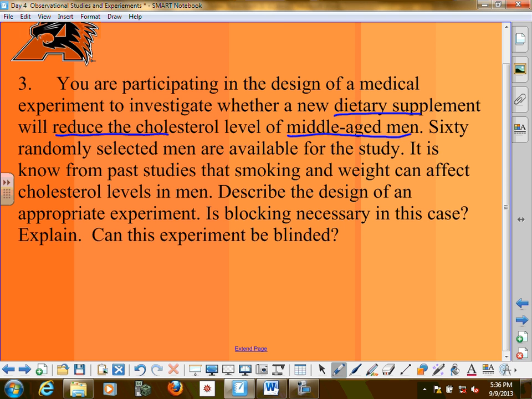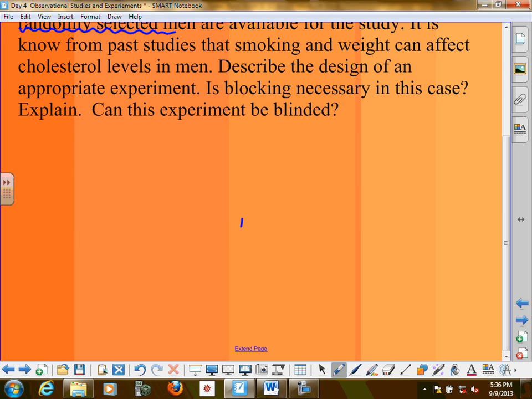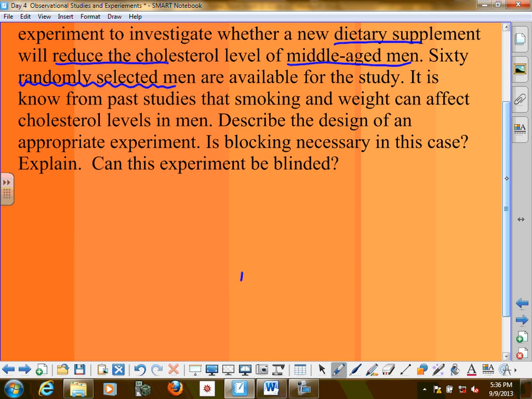Okay. 60 randomly selected men. What does this mean? If they are randomly selected men, we are going to get to generalize to all middle-aged men when we're done. Okay? They are available for the study. It is known from past studies that smoking and weight can affect cholesterol levels in men. So this is something that we need to control. If I put smokers and non-smokers in the same group, then I cannot tell if it's the dietary supplement that is helping their cholesterol, or if it's the smoking versus non-smoking. Same thing with the weight.